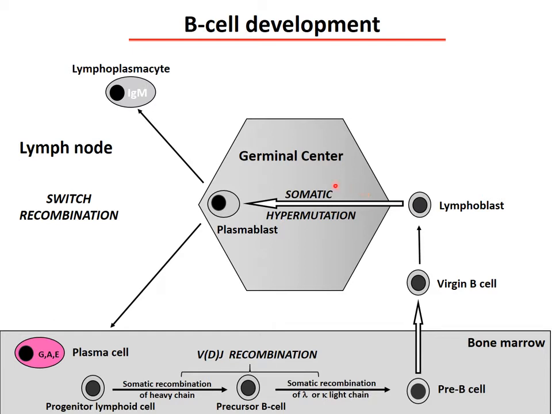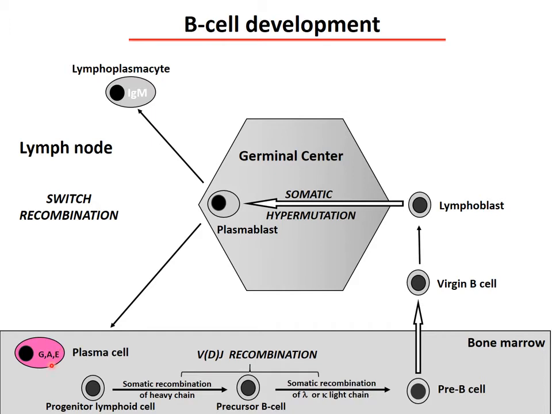In the lymph node, an antigen is presented to these cells, and somatic hypermutation happens, which produces a polyclonal immunoglobulin secretion by the cells, and this is how the plasmablast develops. First, the IgM lymphoplasmacyte is produced, and after that, in the lymph node, we have the switch recombination, shifting the class, and the plasma cells secreting IgG, IgA, or IgE get back toward the bone marrow as well.